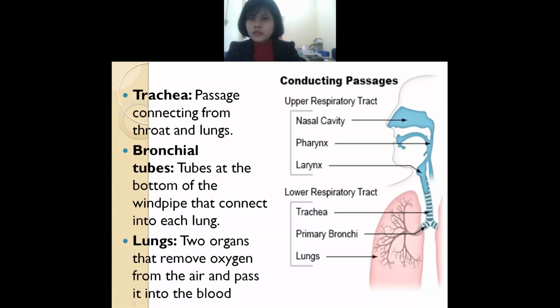Is it clear? So the trachea is the connection between where? Between your throat, this is your throat, and your lungs.